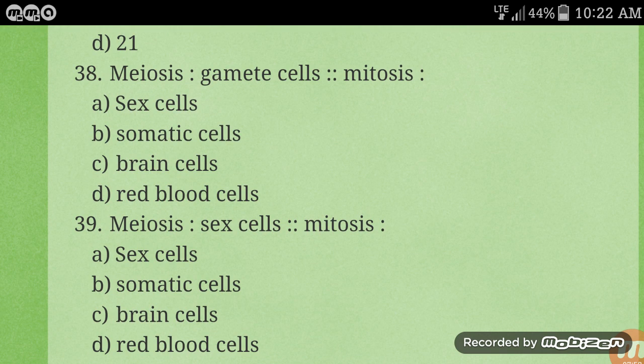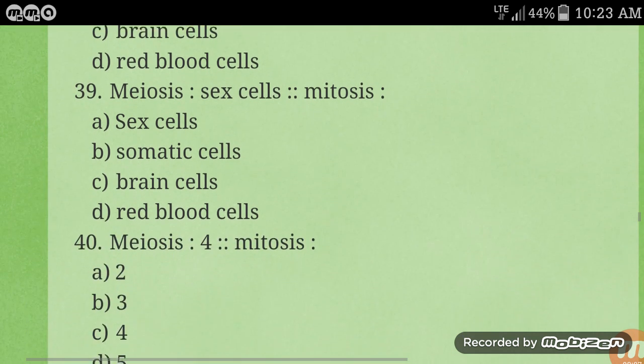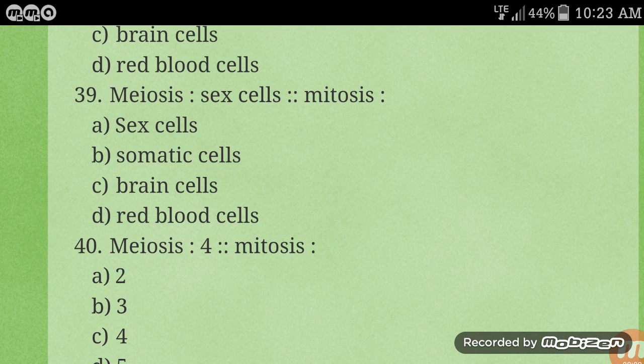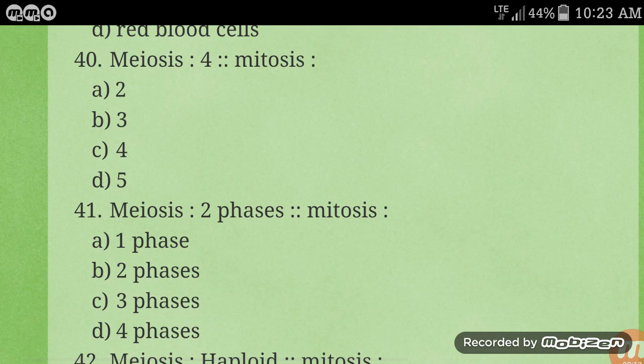38, meiosis, gamete cells. Okay, it takes place in gamete cells or sex cells or reproductive cells. Mitosis is in somatic cells or body cells. Okay, so letter B. 39, meiosis takes place in sex cells. Mitosis, of course, somatic cells again. Meiosis has 4 daughter cells. Mitosis has 2 daughter cells.